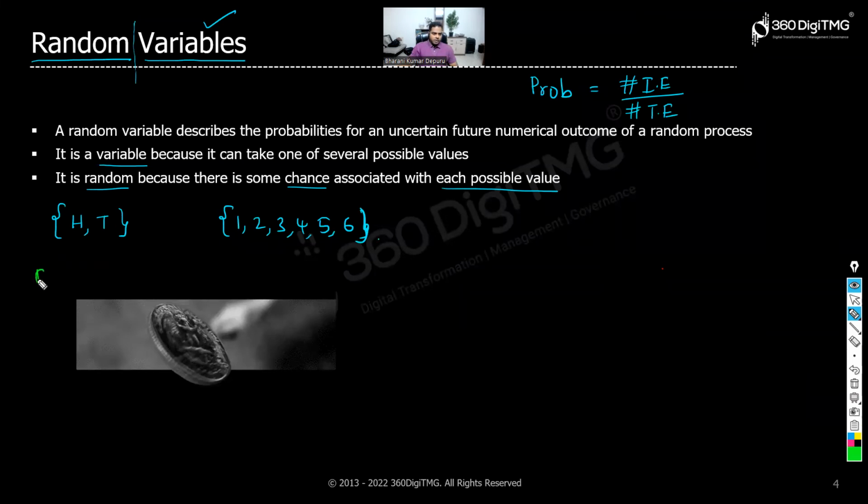So what is the probability of getting a head? Head is a single event. So you are interested in head, which is a single event, divided by total number of events, which are 2. What about the probability of tail? Tail happens to be a single event. So the number of interested events would be 1 divided by total number of events, which happens to be 2.